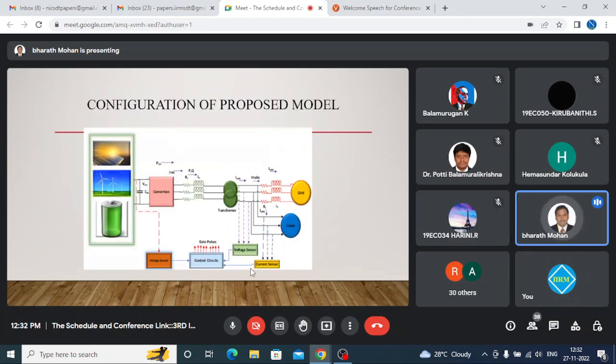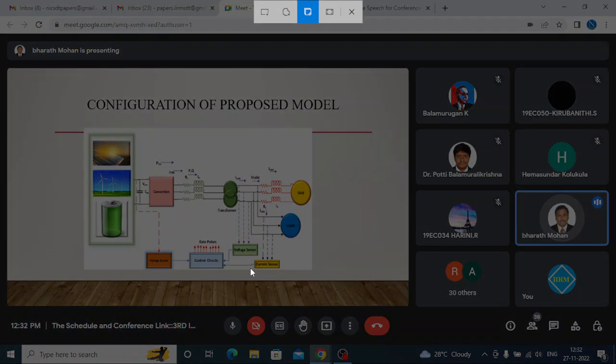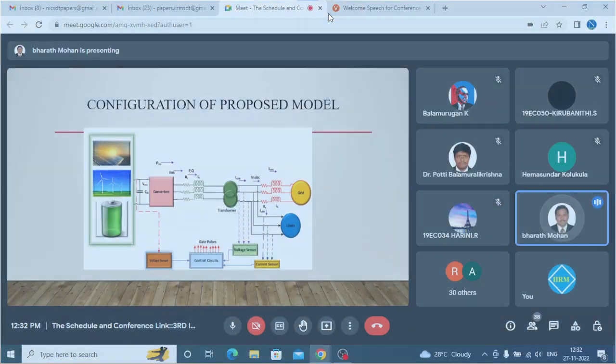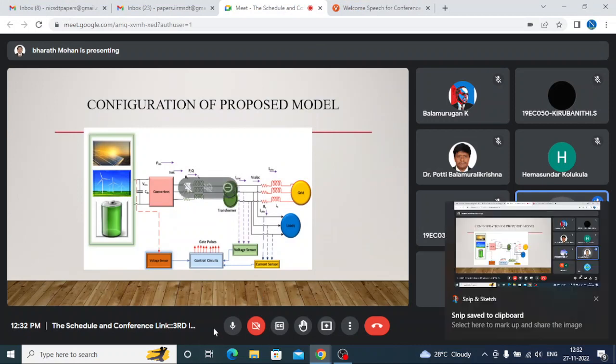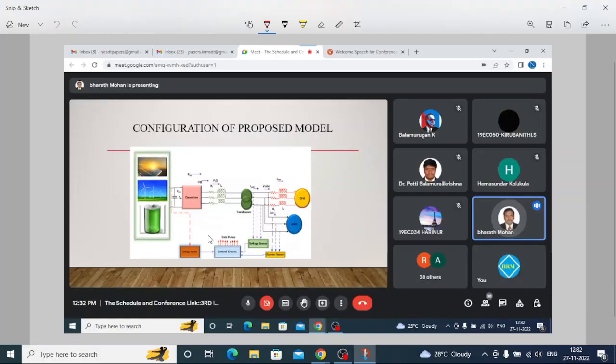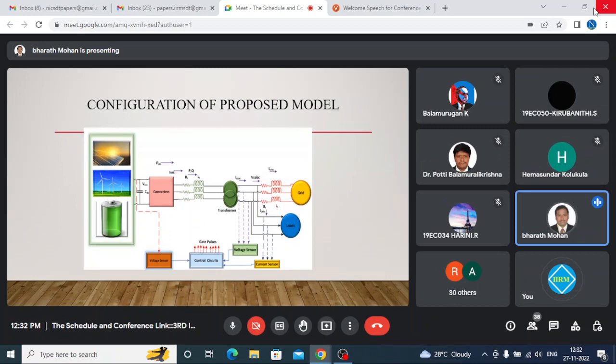Here is the configuration of the proposed model, where you can see three sources: solar, wind, and battery. They are used with the converting system with resistance and inductance, and with the transformer it is connected to the grid. Various types of loads are connected, and the control circuits use the FOPID controller.